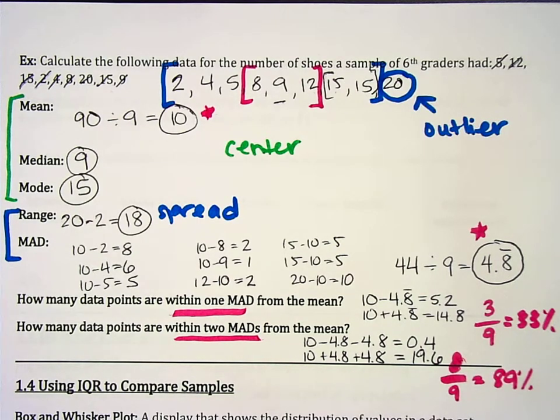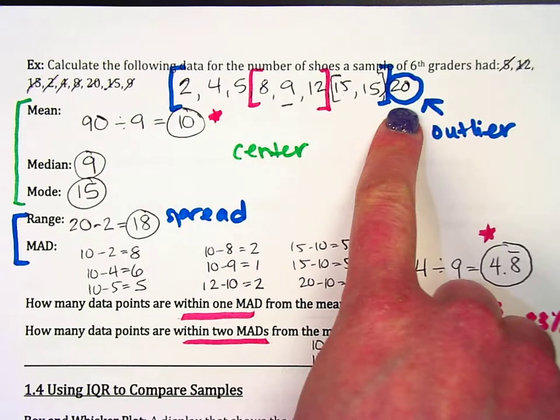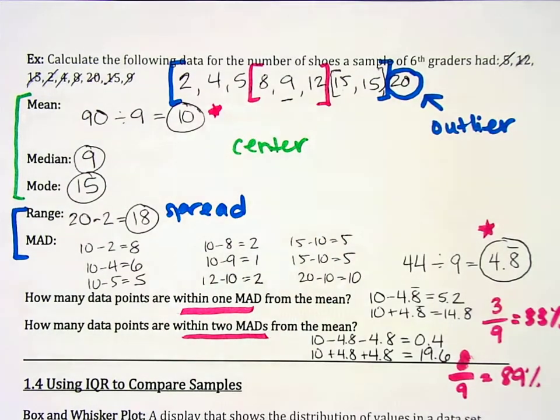Okay, so one MAD tells me how close my data is together. So this data is pretty far spread out. Only 1/3 of my numbers are within plus or minus one of my MADs. And then more than 2 MADs away tells me my data is really far spread out. And that 8/9 leaves me with one outlier there of 20. It's more than 2 of my MADs away from my mean.